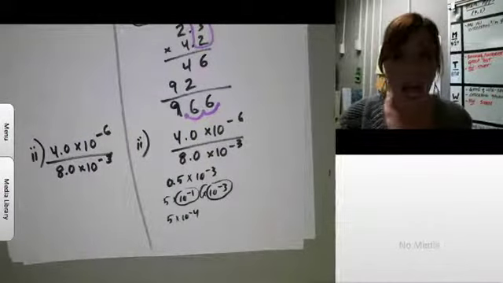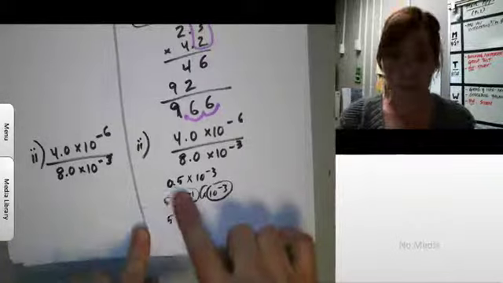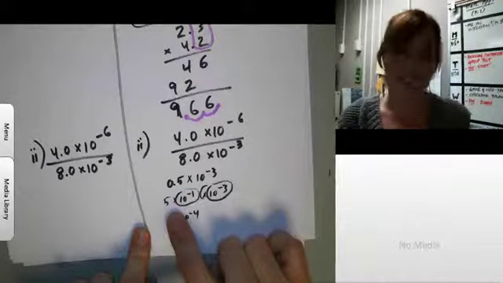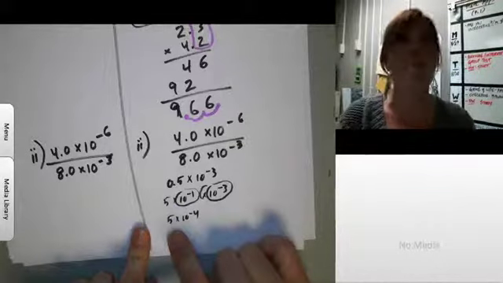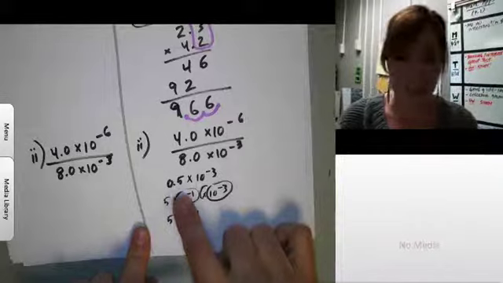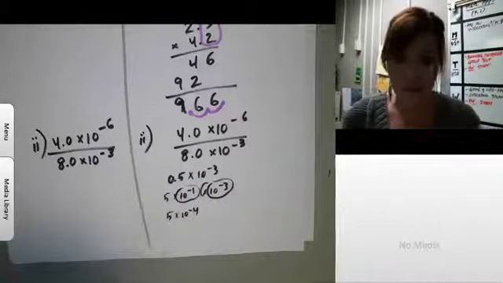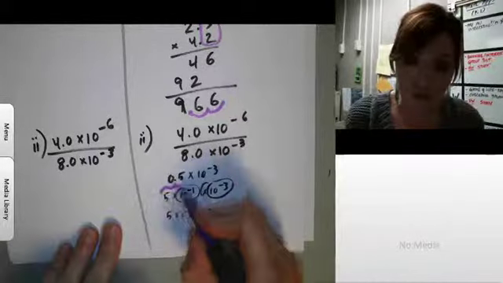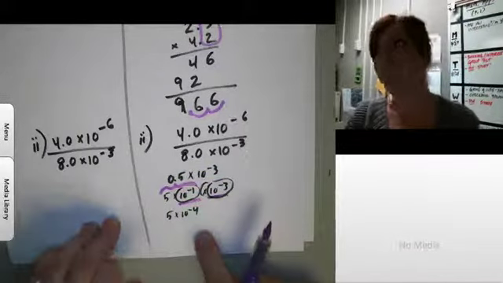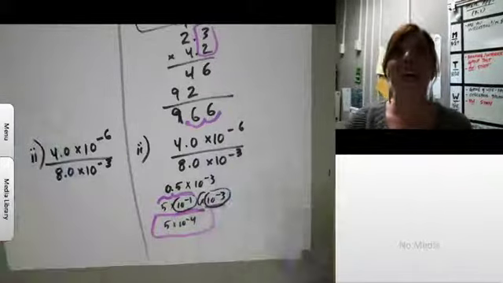The reason that we had to turn 0.5 into 5 is because scientific notation says this first number has to be greater than 1 and less than 10. 0.5 is not greater than 1, so we changed 0.5. Tyler changed 0.5 into 5 times 10 to the negative first, and then went through and combined those two. Nicely done, Tyler. Okay, any questions?